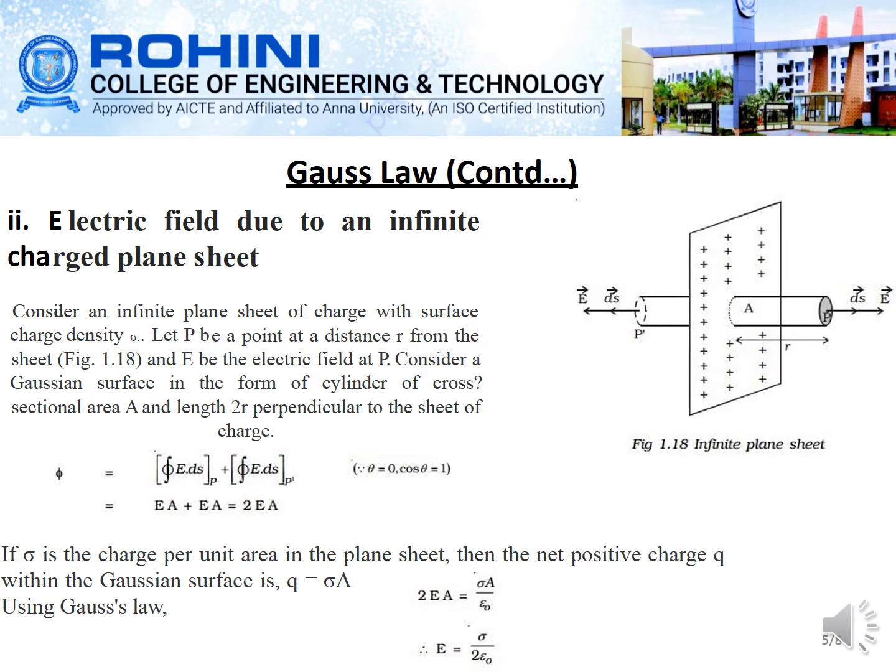So in total we will be getting 2EA. If sigma is the charge per unit area in the plane sheet, then using Gauss law we can write Q is equal to sigma into A, and the flux is equal to 2EA. Equating these two terms, we get 2EA is equal to sigma A by epsilon naught. From that, E is equal to sigma divided by 2 epsilon naught.